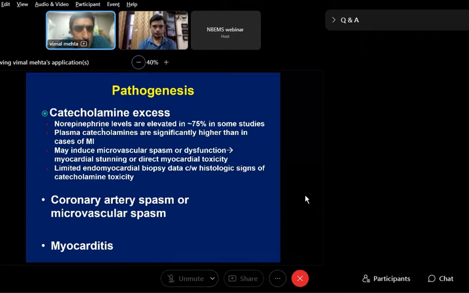Pathogenesis, no one knows. Catecholamine excess is supposed to be the key and the most plausible hypothesis. Coronary artery spasm, microvascular spasm, or maybe some sort of unidentified myocarditis has been proposed. And tell me, what is the role of enzymes?